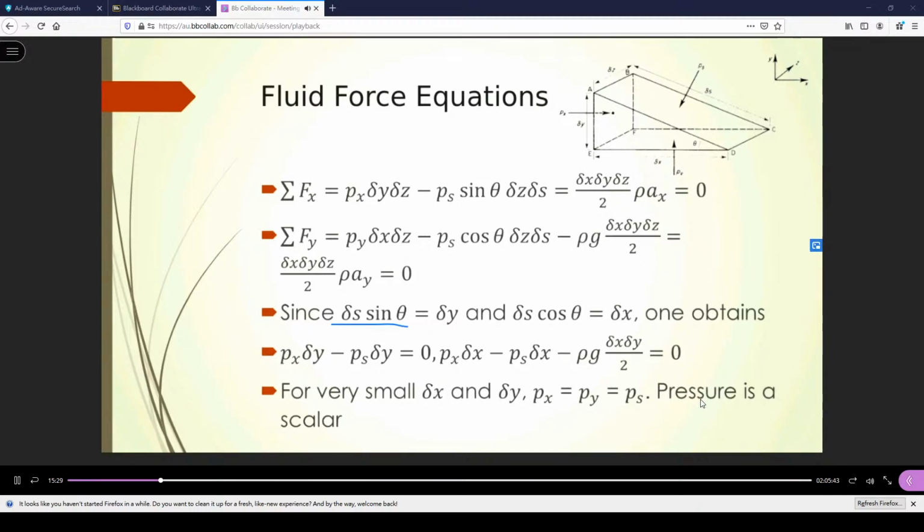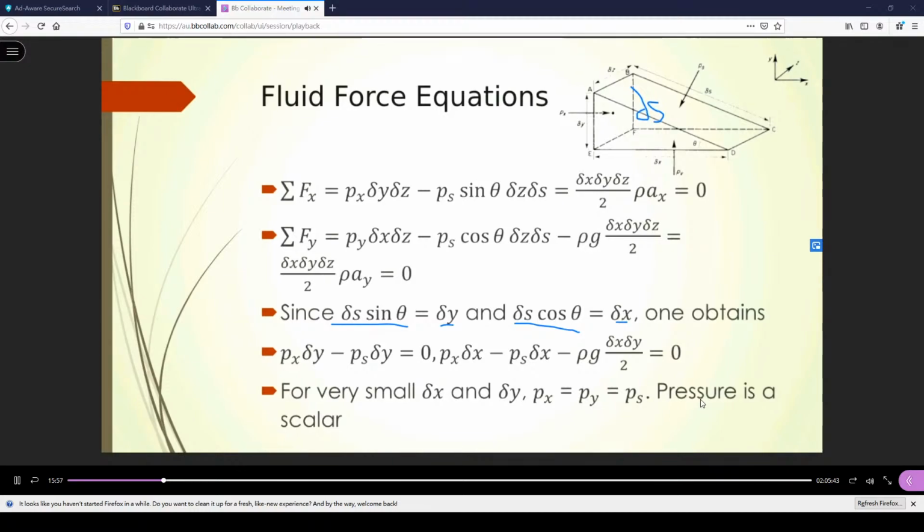Delta S, which is the length here, and then we have sine theta, which represents delta Y. Right? This is delta S. So delta Y is delta S sine theta. And then delta X is, sorry, delta S cosine theta. Right.